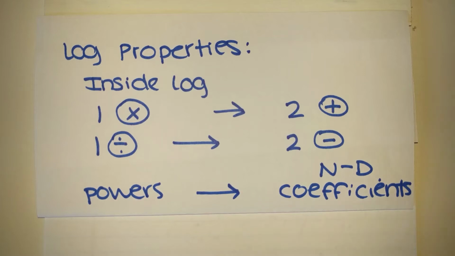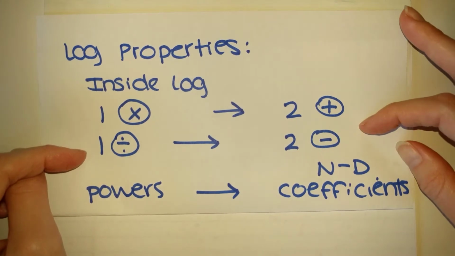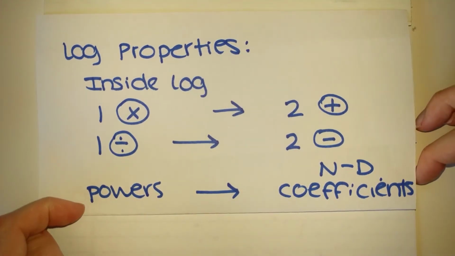And we have our log properties inside of the logarithm. Multiplication will become two logs, division becomes two logs subtracted, and our powers become coefficients.